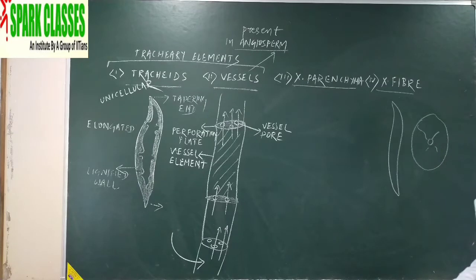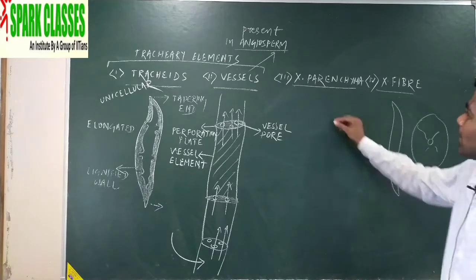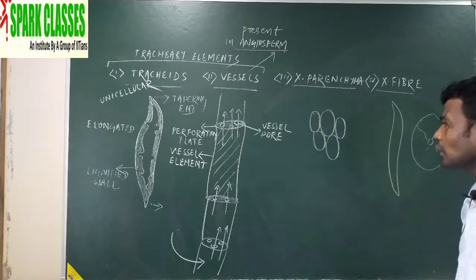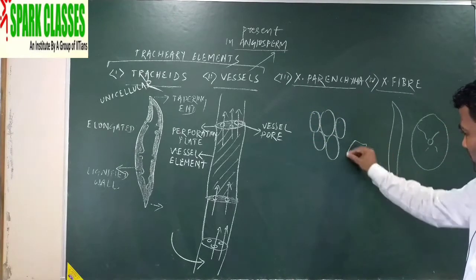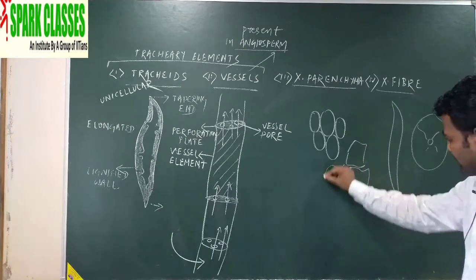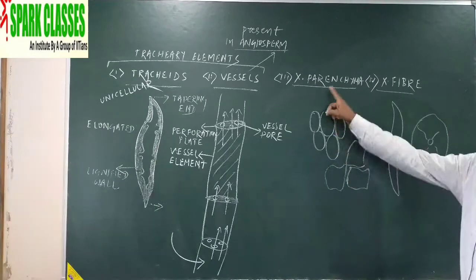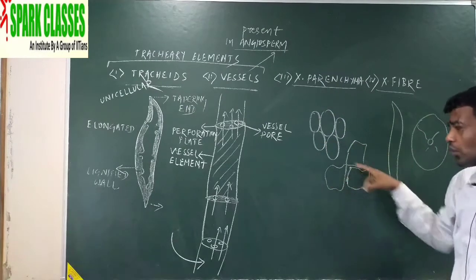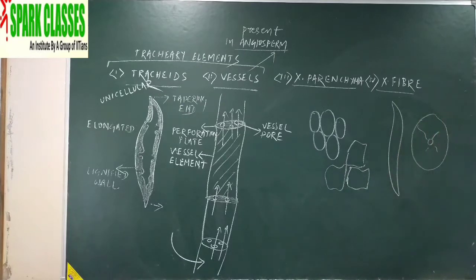In the case of xylem parenchyma, the shape varies. They are isodiametric, generally spherical or polygonal cells, sometimes like this. But if it is one shape, it continues for all. If spherical, all the xylem parenchyma are spherical. If rectangular, all the xylem parenchyma are rectangular. So you can remember like this, but you have to remember first about these two tracheary elements, tracheids and vessels. Their characteristics are important.